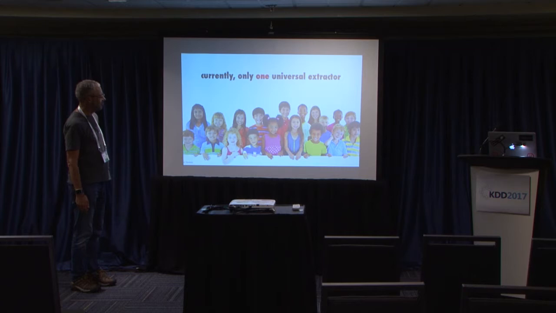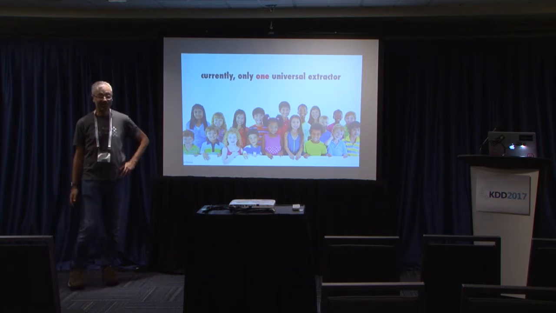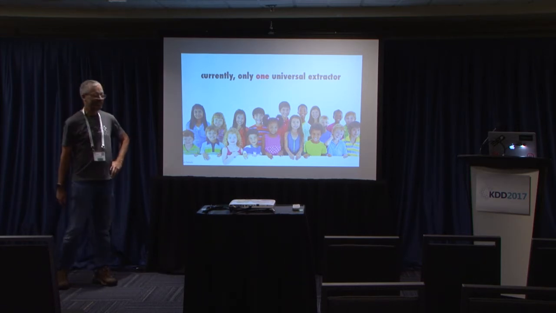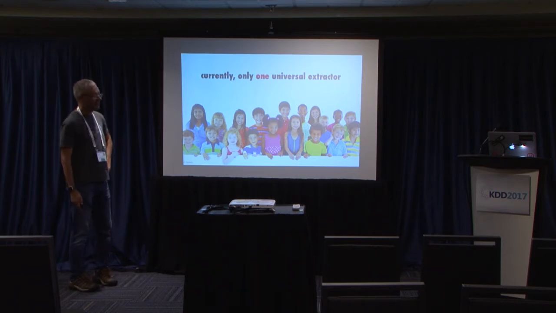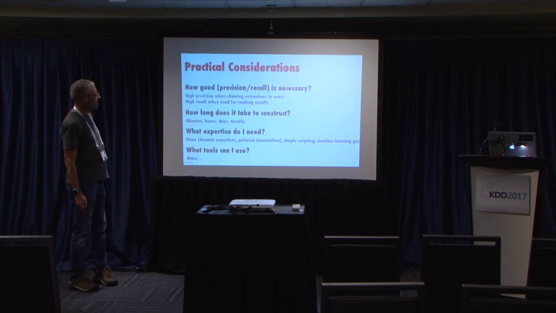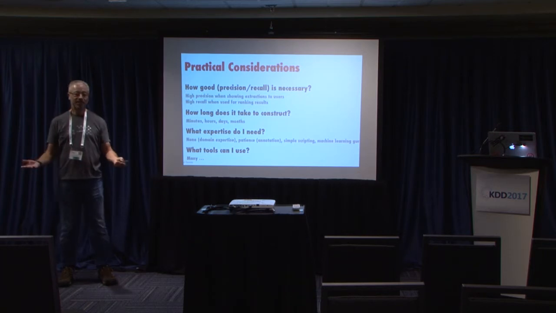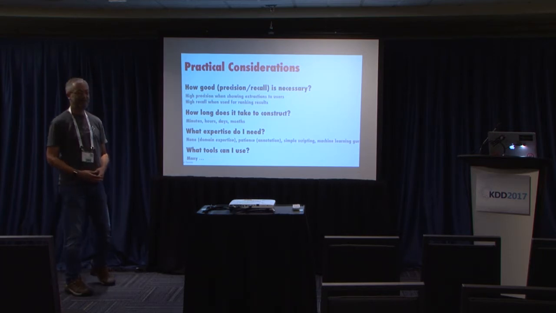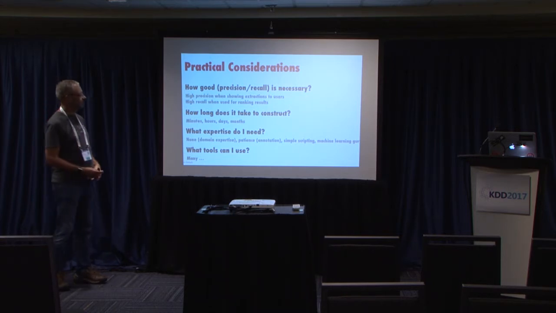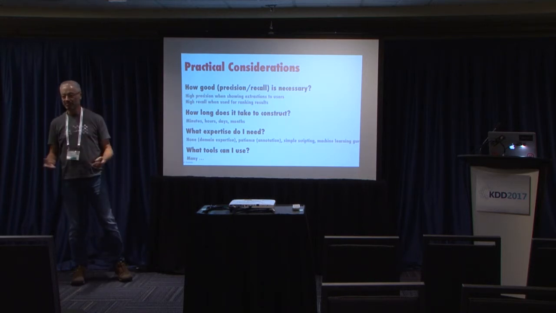Of course, currently there's only one universal extractor that can extract from all these pages. That's all of us. And machines, not nearly as good. So we have to get practical. We cannot build a thing that reads any page and understands it. What can we do? So the first question is, how good does it need to be to be useful?